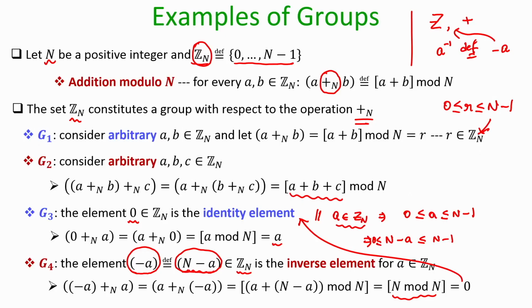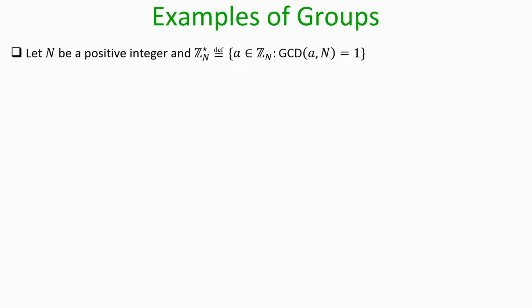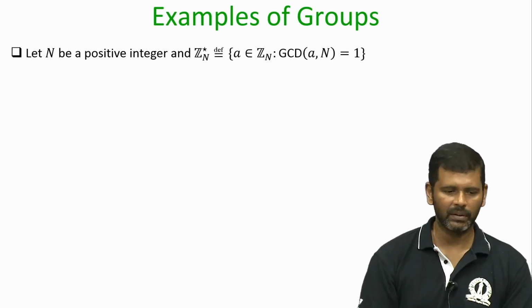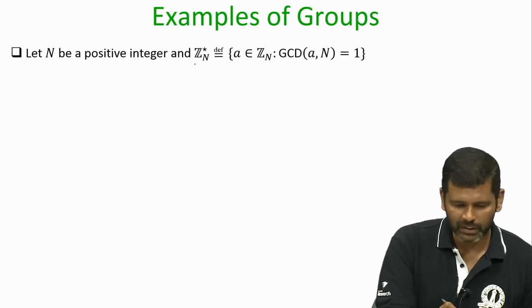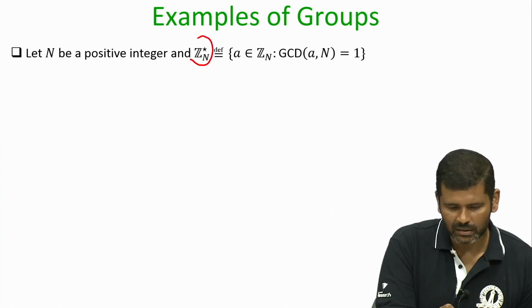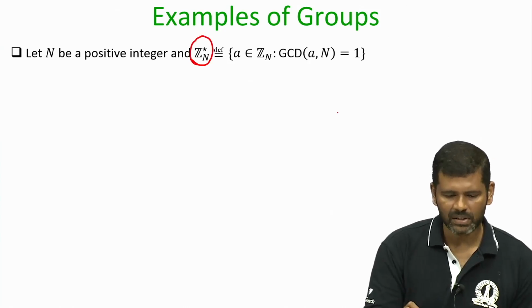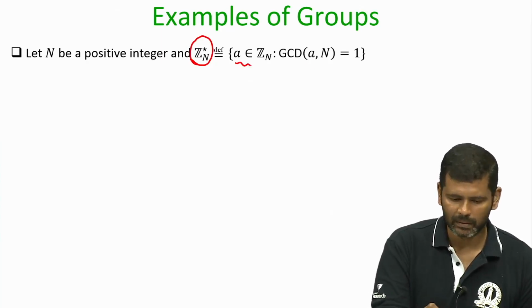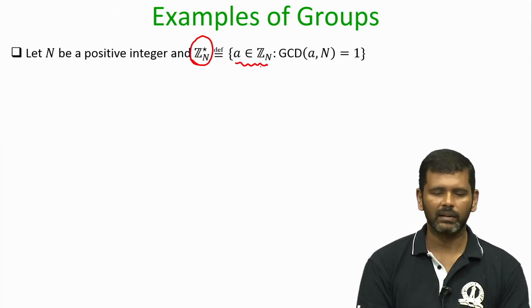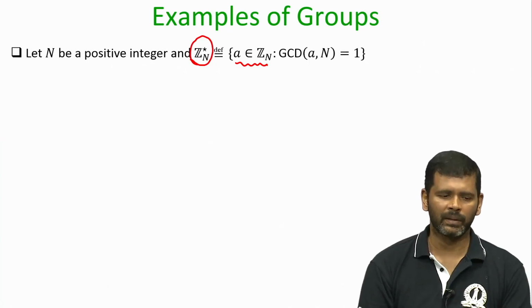So, this is now an interesting example of a variation of addition operation with respect to a set, and together they constitute a group. Now, let us see a corresponding variation of the multiplication operation, which we call multiplication modulo n. So, let me first define a set Z n star, and Z n star is basically the collection of all integers a in the set Z n which are co-prime to your modulus n.